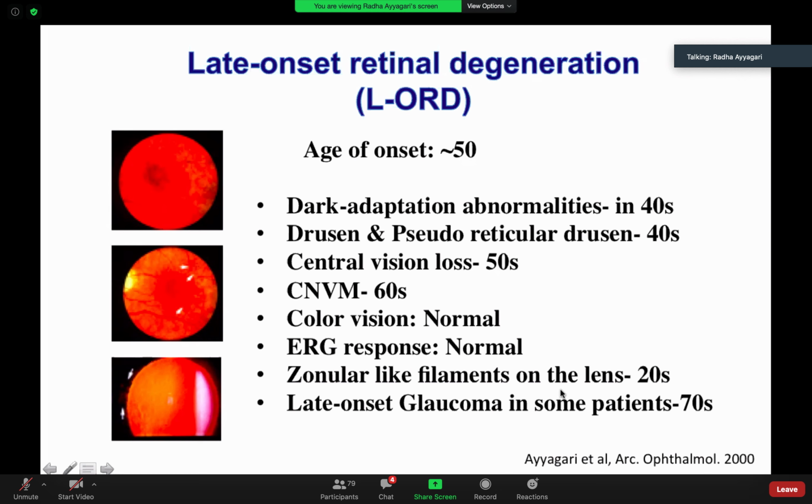They develop abnormally long anterior lens zonules in their 20s. Some of these individuals develop glaucoma in their 70s, but we are not sure at this point whether glaucoma is just a comorbidity or is associated with late onset retinal degeneration.